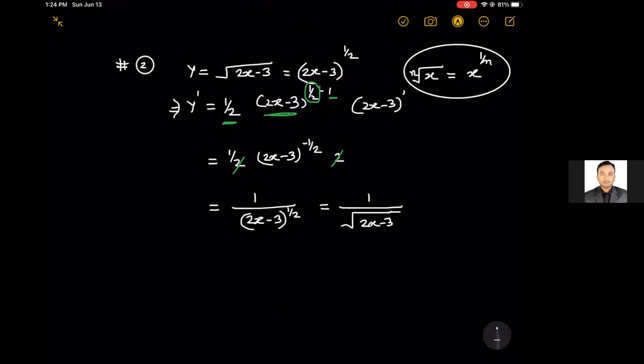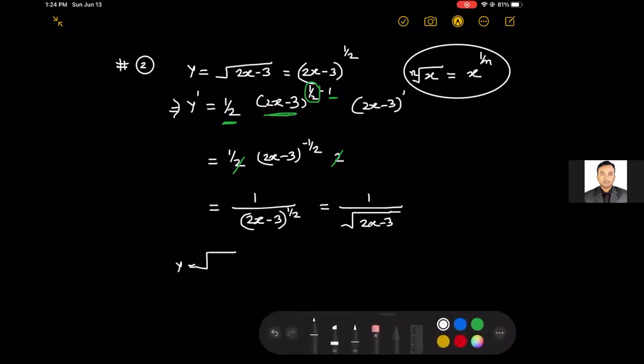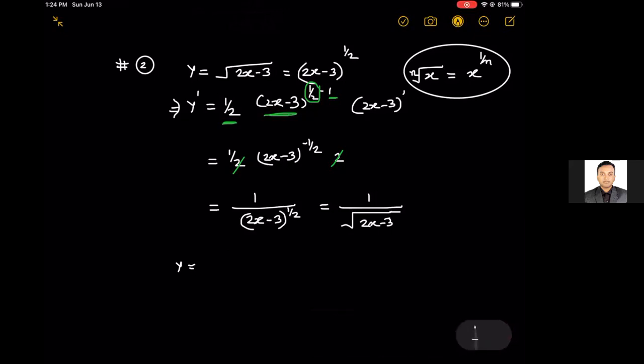This is one of the approaches, or you could actually use one of the straightforward formulas. If you have y equals square root of x, the derivative is straight away 1 over 2 square root of x. You can straight away use this formula. Okay, this is one of the formulas you can use.